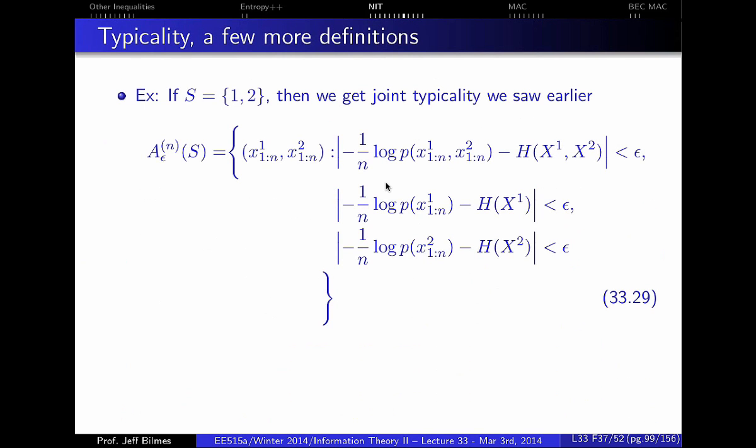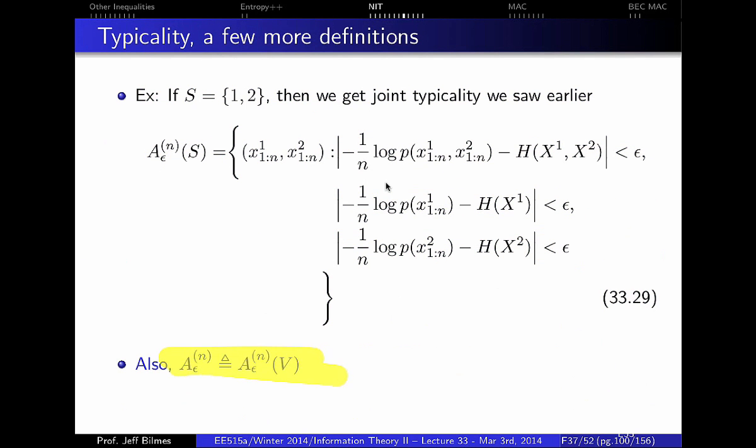Here's an example. The standard joint typicality that we saw before, when S was equal to {1,2}, we had to be singularly typical here, singularly typical here, and pairwise typical here, in order to be jointly typical for x and y. In this particular case, it's really x1 and x2, where 1 and 2 are the superscripts. Any questions about this? Is this clear? This is a generalization of what we've seen.